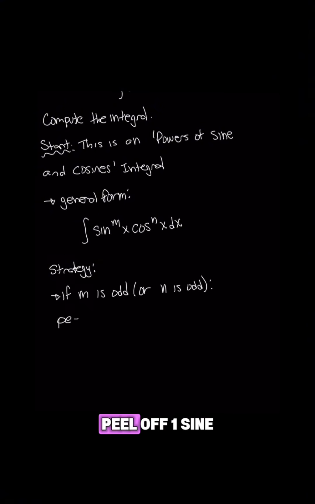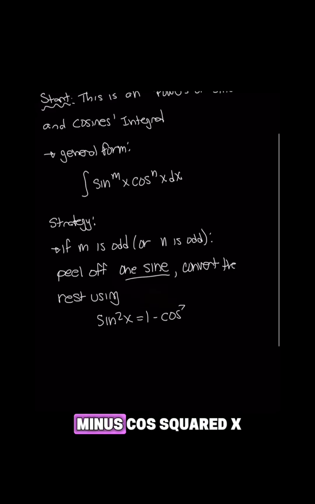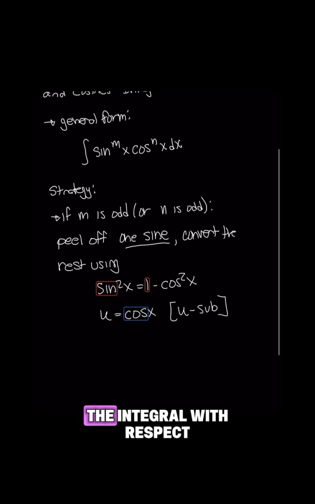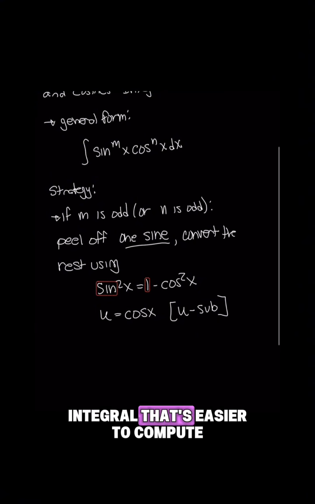If m is odd, peel off one sine and convert the rest using this identity, sine squared x equals 1 minus cos squared x. Then from there, use a u-sub equal to cos x. Doing this, we'll take the integral with respect to x and write it with respect to u. The result should be an integral that's easier to compute.